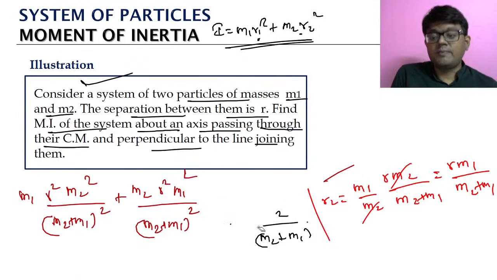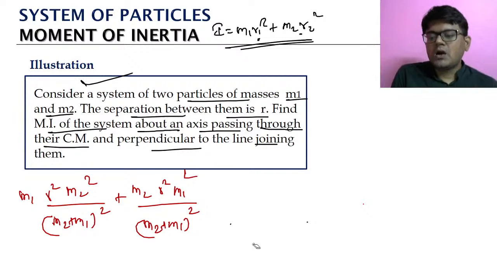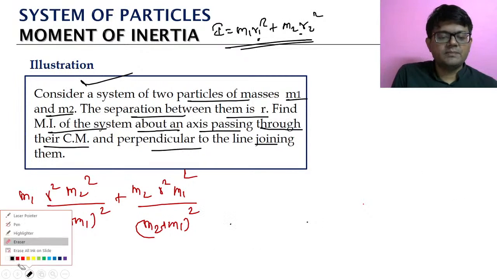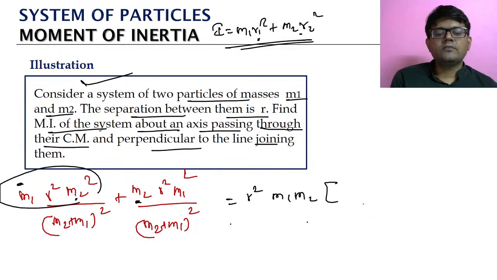We can simplify this a little further. See how we can simplify this particular thing. How can we simplify it? From the numerator, what can we take common? r square comes common. Then from here one m1 and one m2, from there one m2 and m1. So if we take m1 m2 common, in the first term only m2 will remain in the numerator, and in the second term m1 will remain in the numerator.